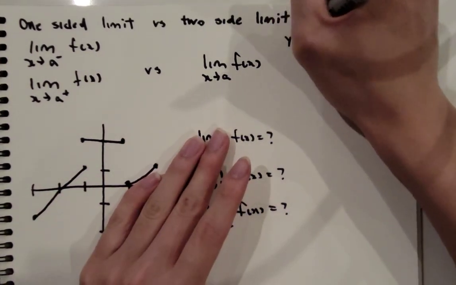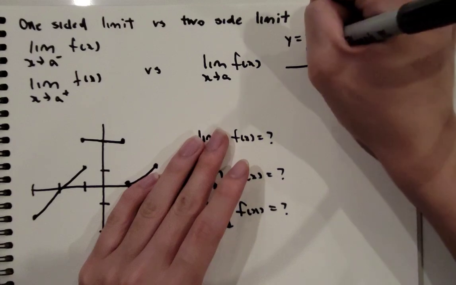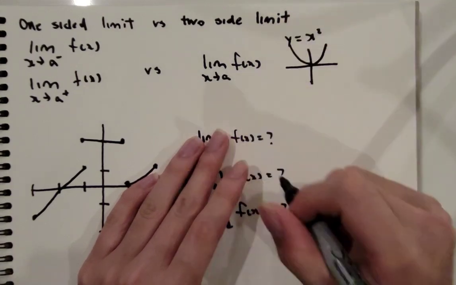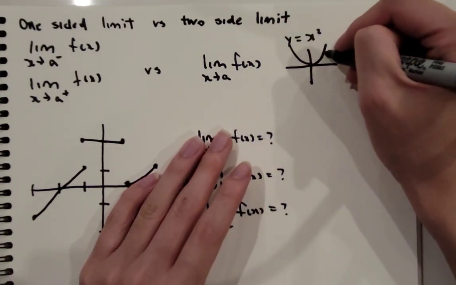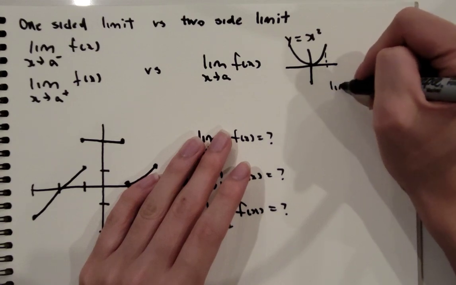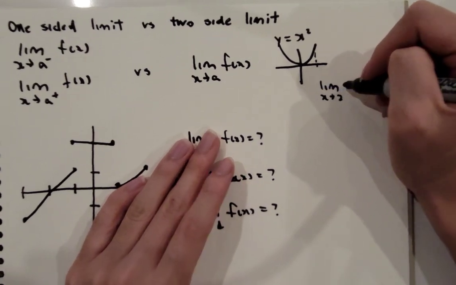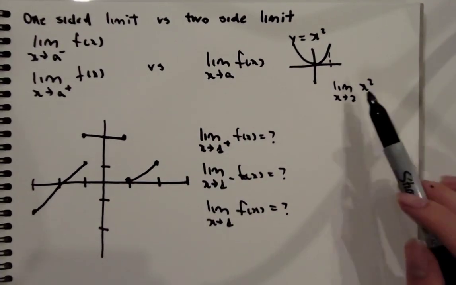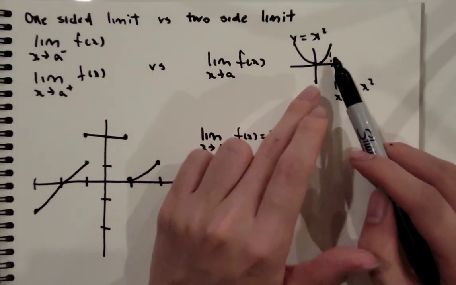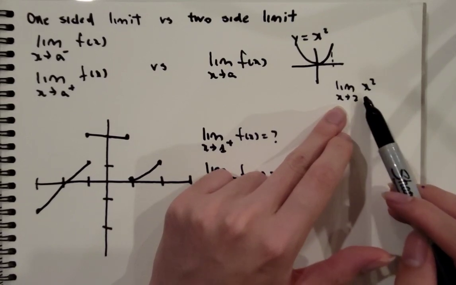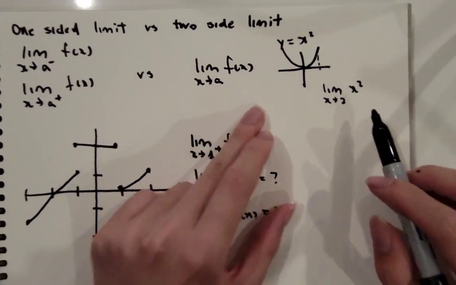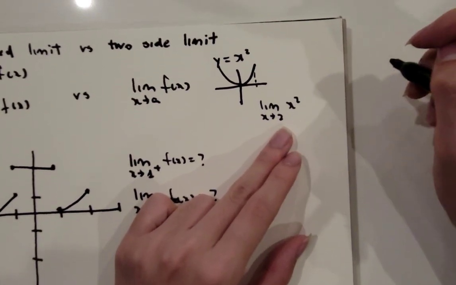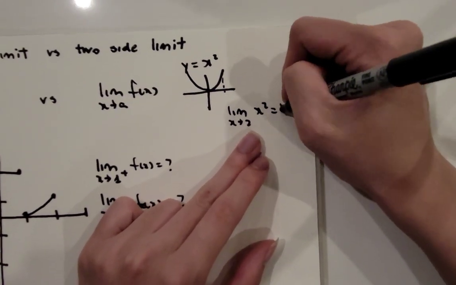Let's say we have the function y equals x squared, so the function should be something like that. And let's say we want to find the limit as x approaches 2 of x squared. In this case, that will just give us 4. That's the two-sided limit value for this function.